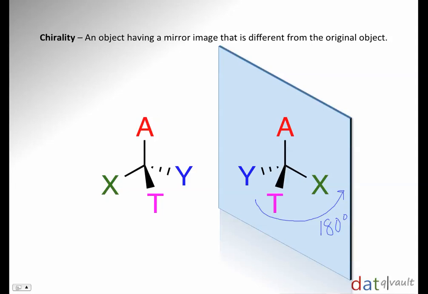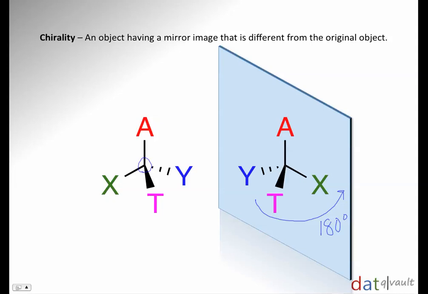And no matter how you flip or spin this object over here to the right, you cannot superimpose it on the image to the left. That means this image on the left is indeed a chiral object. And specifically when we're talking about organic molecules, we look for a chiral center. And that's the exact middle of the object where the chirality is based. If this were a carbon here, we would call that a chiral carbon.